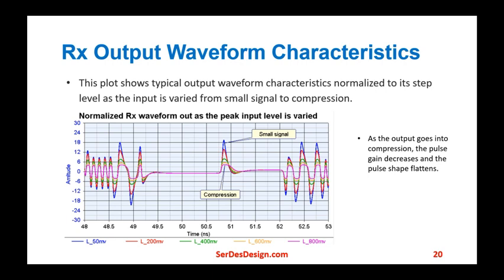Here's another view of the same data, but with the step level normalized as the input is varied from small signal to compression. With this view, you can see that as the output goes into compression, the pulse gain decreases and the pulse shape factor flattens.